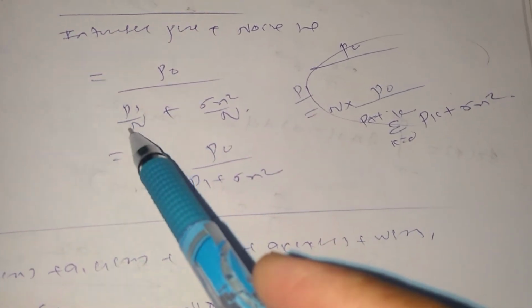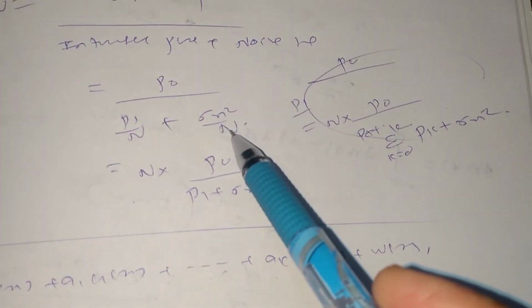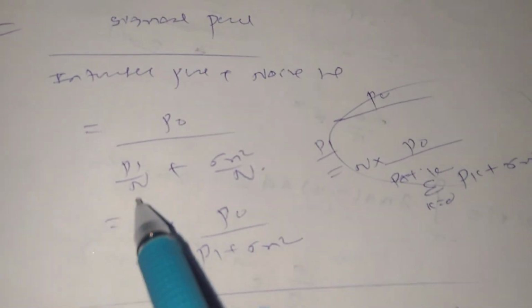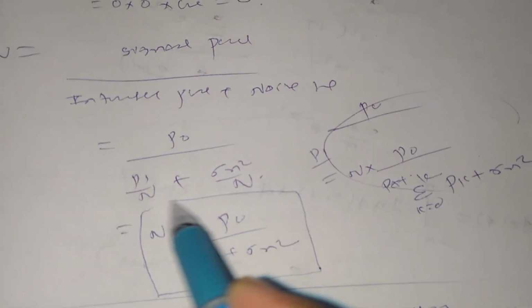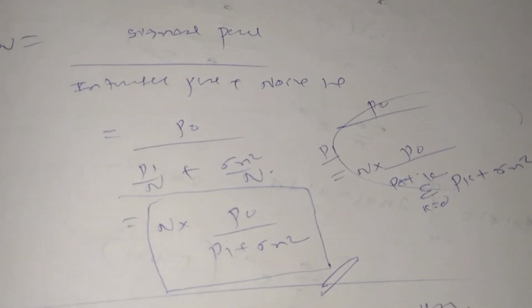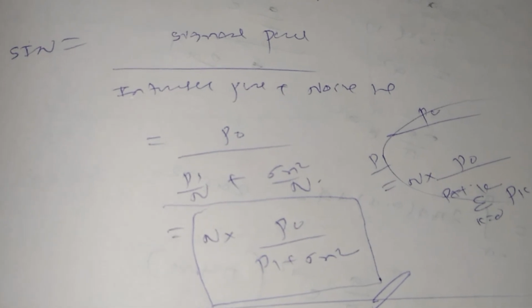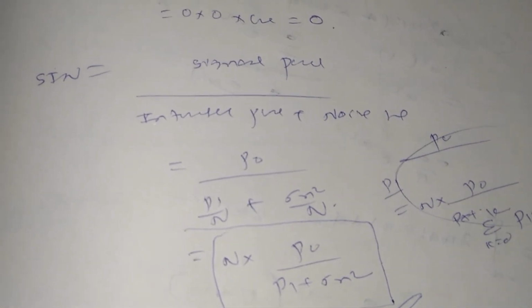So I can write this is the common denominator. So I will take it to the numerator, n into P naught by P1 plus sigma n square. So this is the final equation which will be deriving in case of multi-user CDMA. So this is the derivation which is generally asked for 10 marks in any university exams.